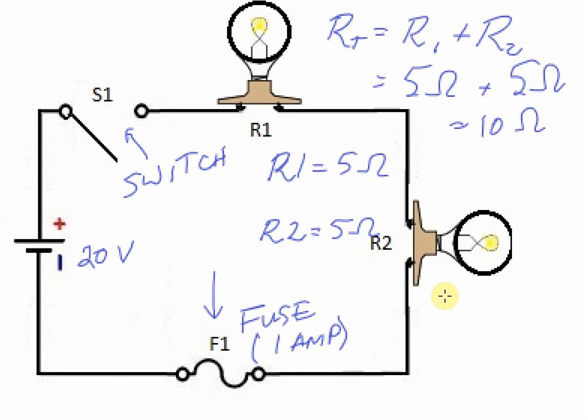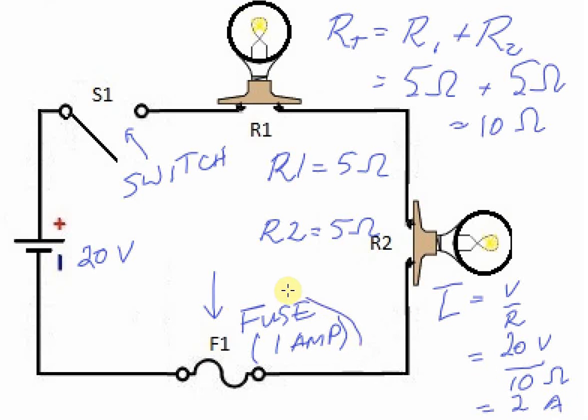If I was to calculate the current in this circuit, I need to know the voltage and divide it by the total resistance. So the voltage in this circuit is 20 volts. The total resistance in this circuit is 10 ohms. So if I do the division, that gives me a current of 2 amps. Well, recall that the fuse rating is only 1 amp.